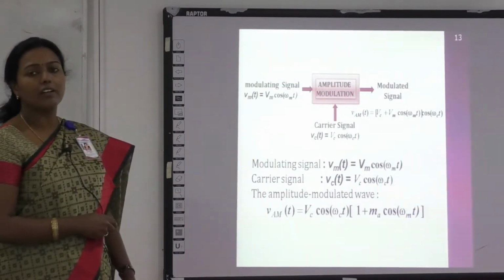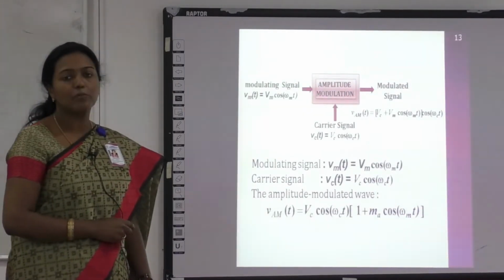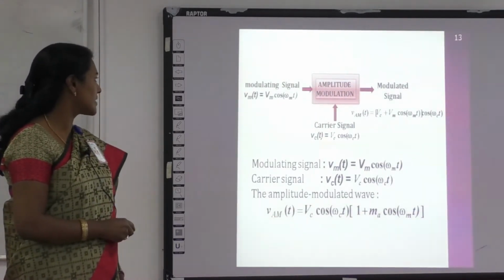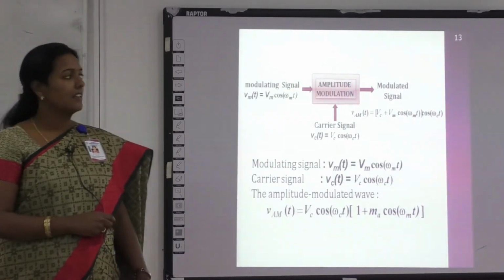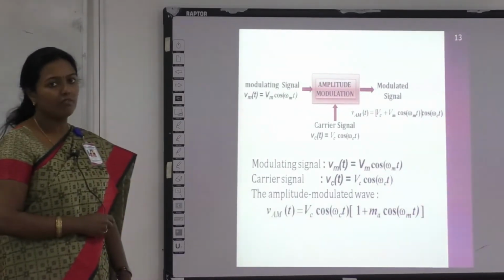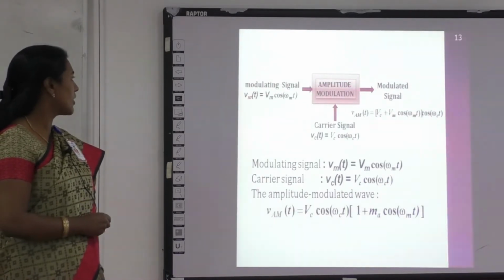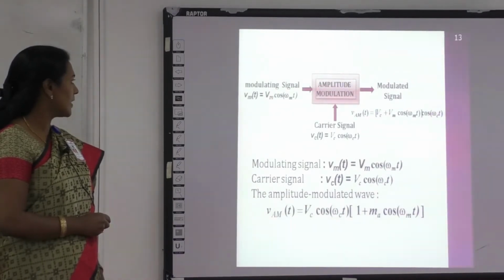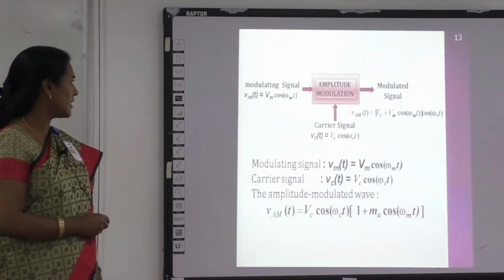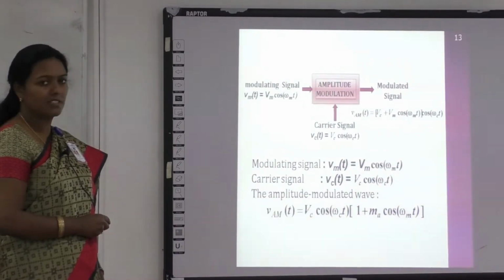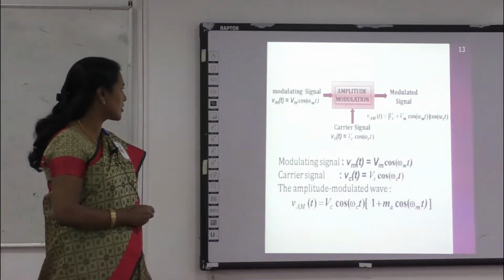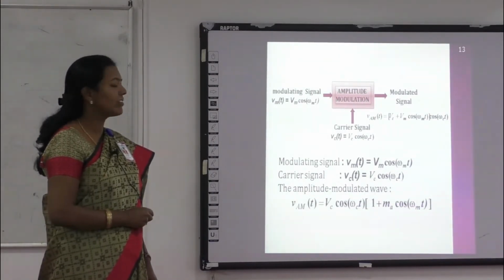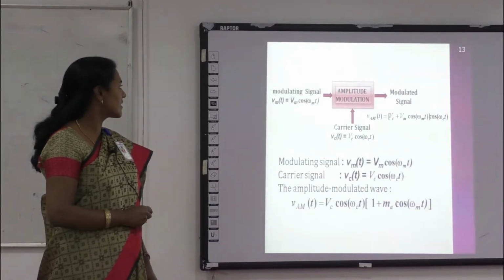Now we can derive the expression for the amplitude modulated wave using the equations of the modulating signal and the carrier signal. Let us consider the modulating signal Vm of t. Vm of t is the modulating signal voltage, which varies with respect to time, equal to capital Vm, the peak voltage of the modulating signal, cos omega m t. This contains the frequency of the modulating signal. Understood? So Vm of t is equal to capital Vm cos omega m t. You can use either a cosine wave or a sine wave, whatever we want. This is considered as the modulating signal.